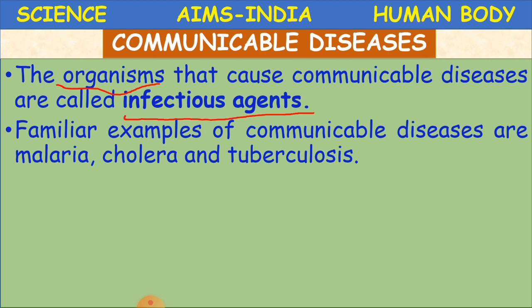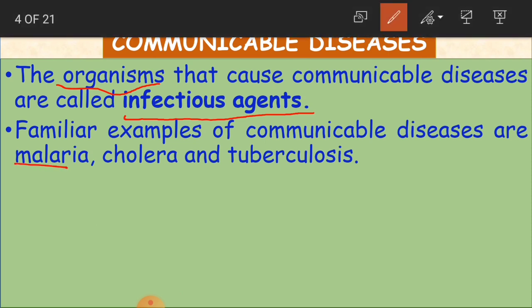So these are the names of the diseases, children. These are examples of communicable diseases: malaria, cholera, and tuberculosis. Malaria is like fever, viral fever, you will have this. Even cholera, even tuberculosis, like cough, we will get cough in these diseases.